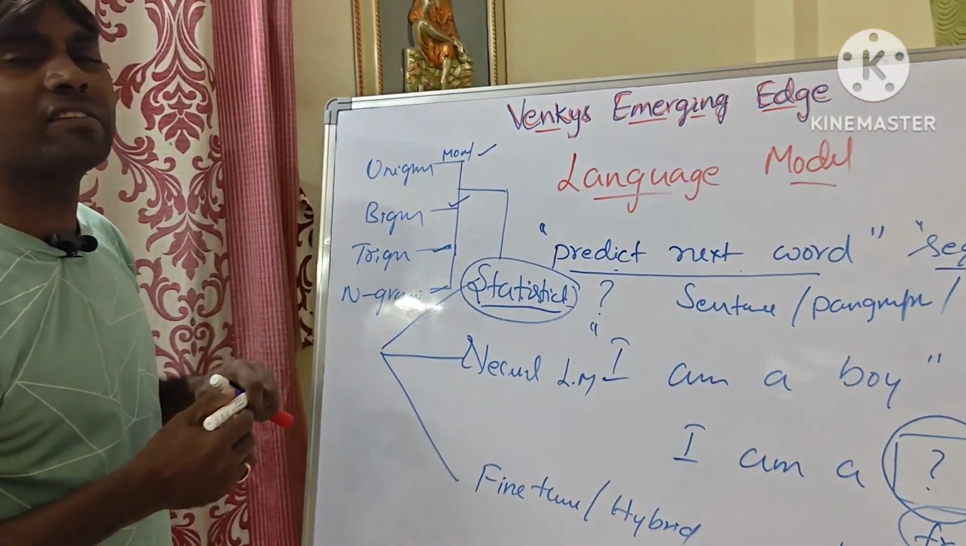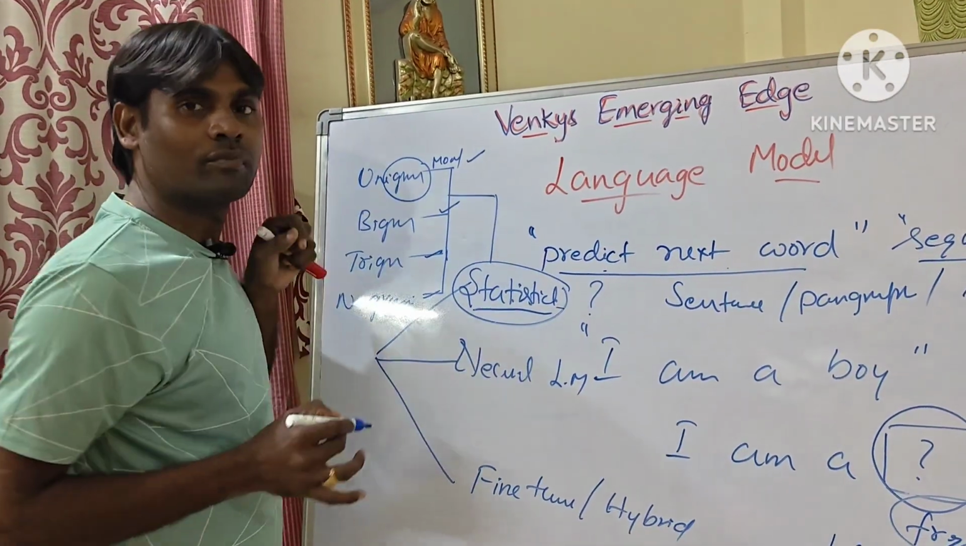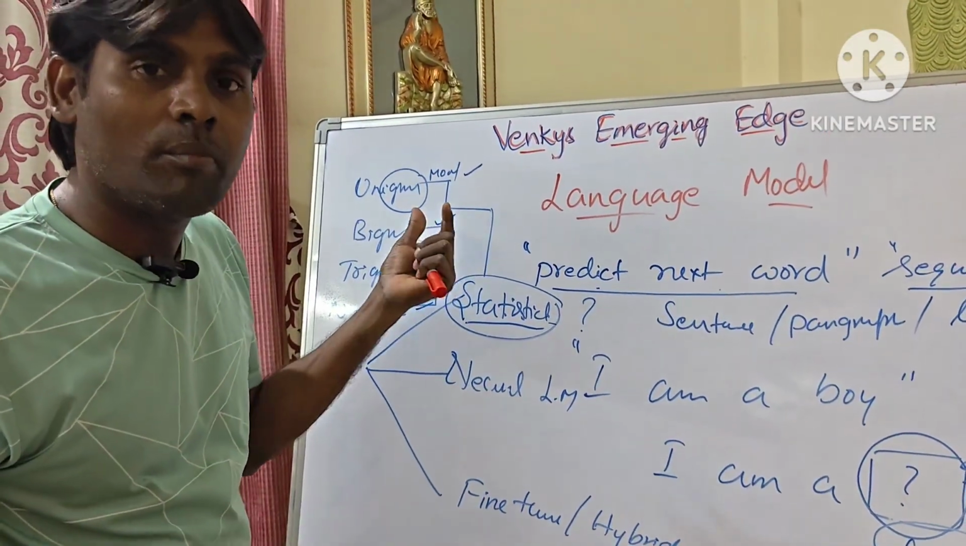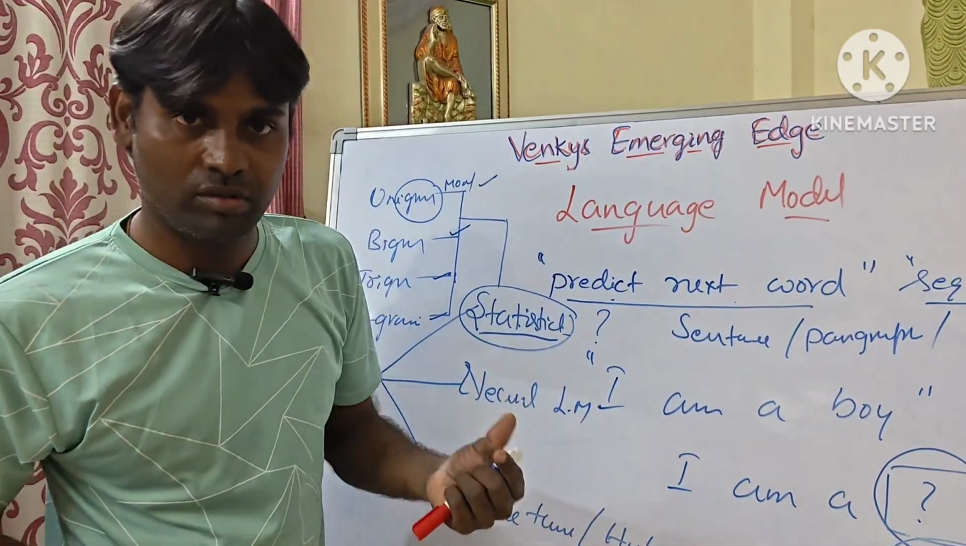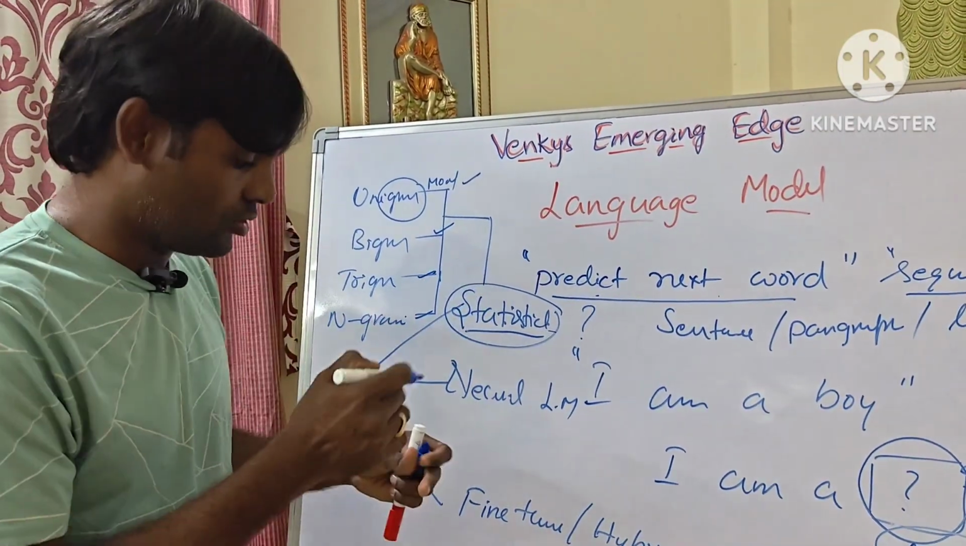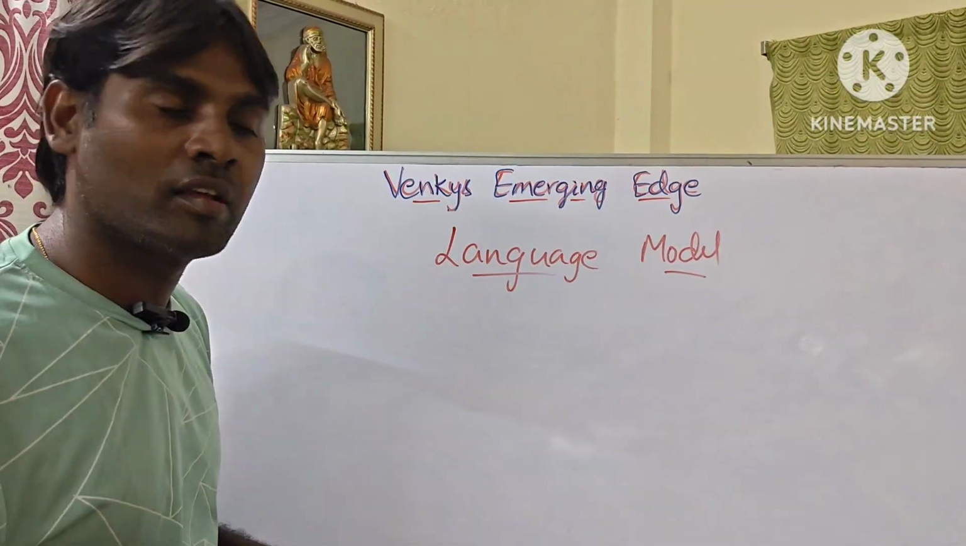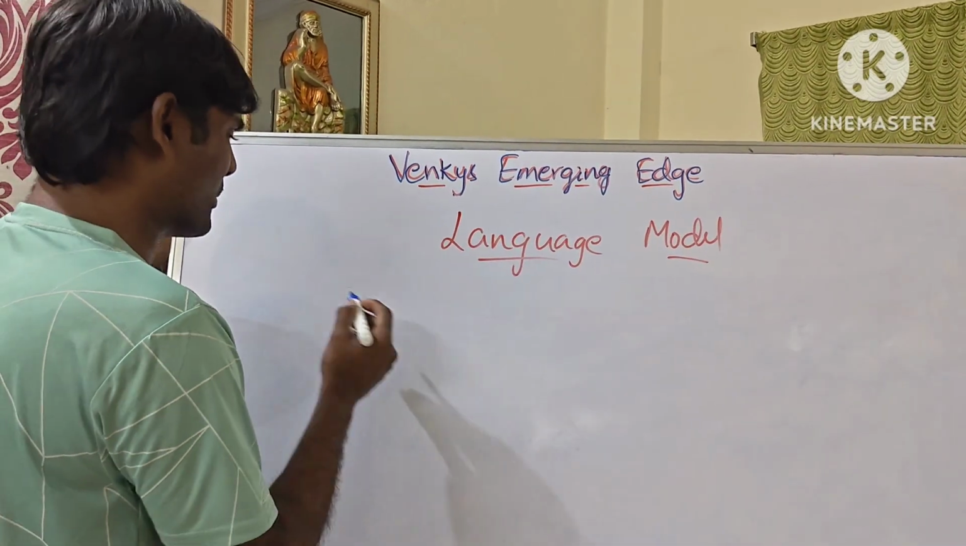Here, one more question arises. What is the meaning of gram? Gram means individual word. Gram means individual word. Is it clear? Okay. We will take some example.